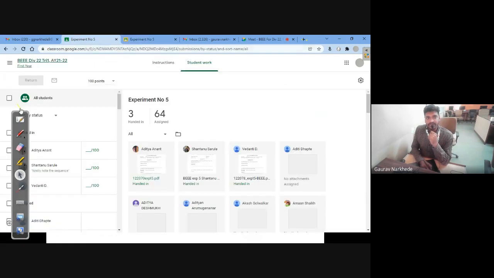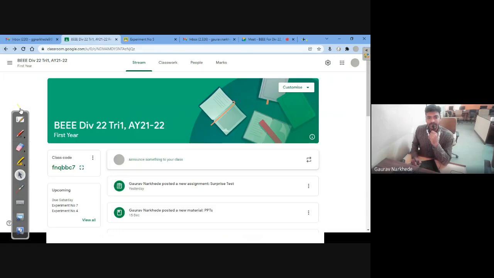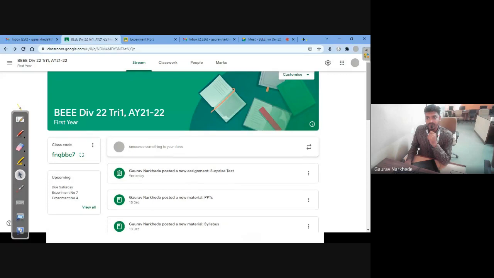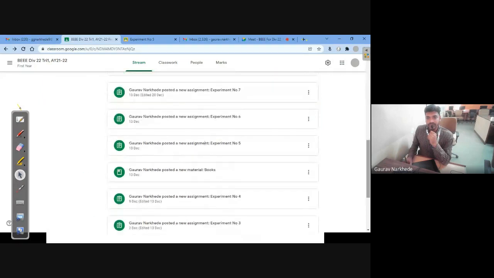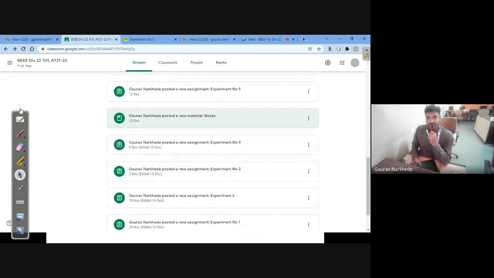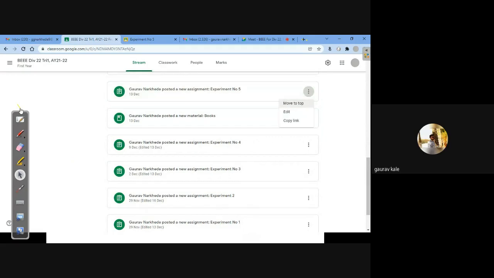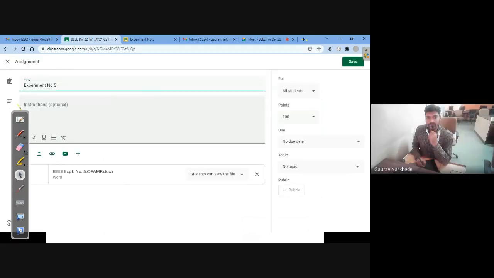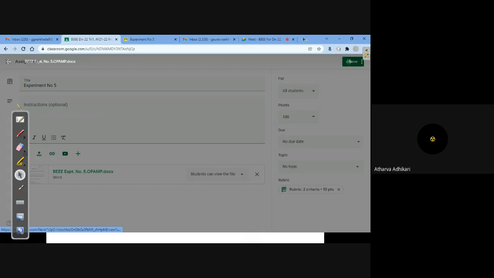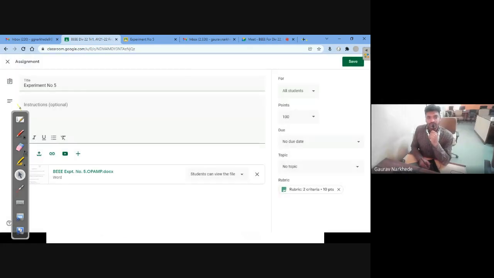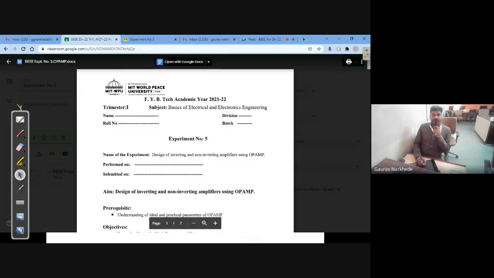Experiment number 5. Just one second, okay? Experiment number 5 is... Experiment number 3, sir? No, two, sir. Is it right? No, this is experiment number 5. So experiment number 5 should be operational amplifier, okay? So this is your experiment number 5. Now this is according to the new sequence, right?